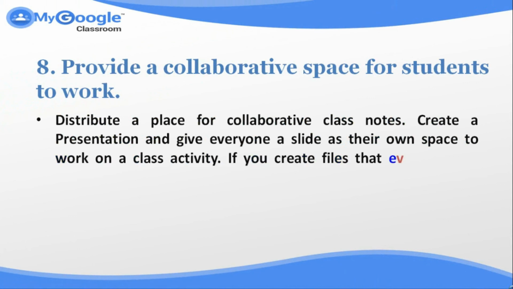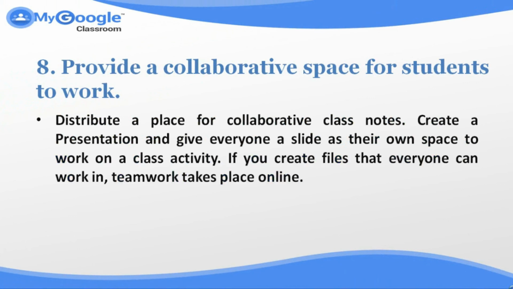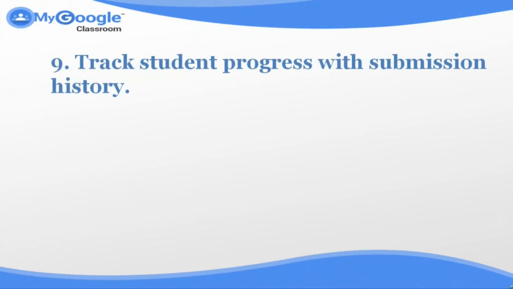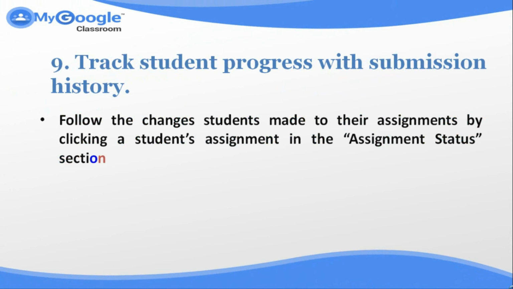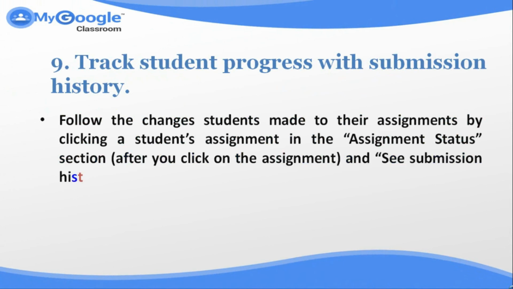Create a presentation and give everyone a slide as their own space to work on a class activity. If you create files that everyone can work in, teamwork takes place online. Number 9, track student progress with submission history. Follow the changes students made to their assignments by clicking a student's assignment in the assignment status section. Then, click on the assignment and see submission history.